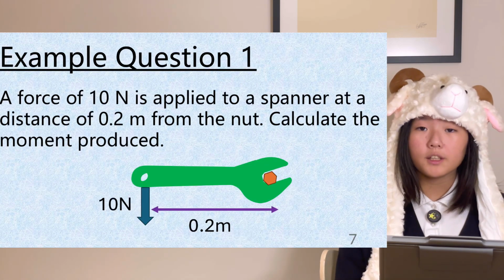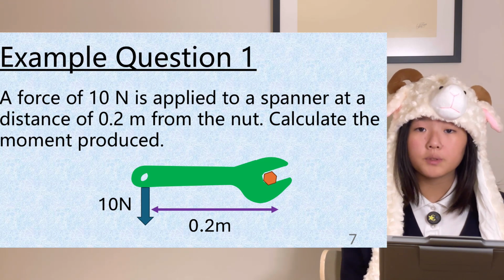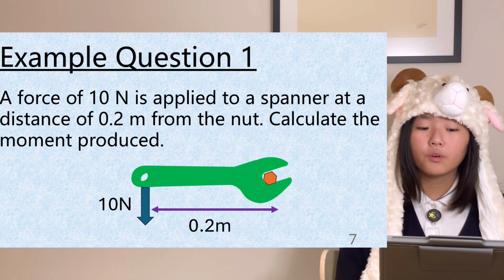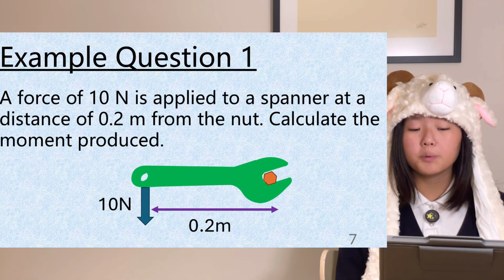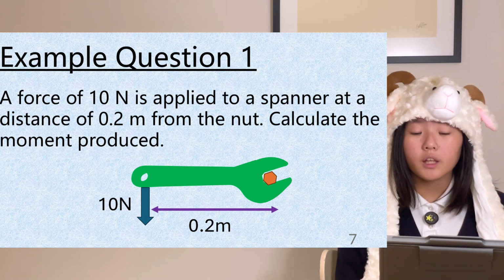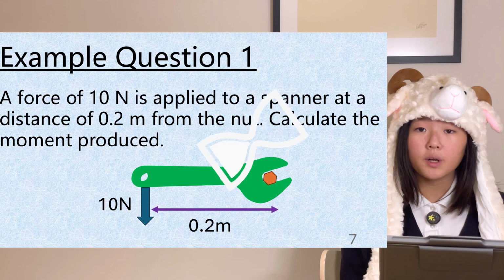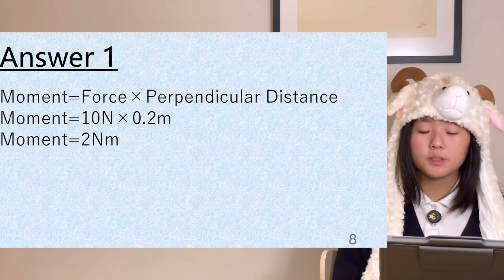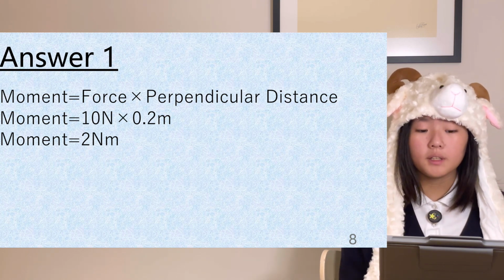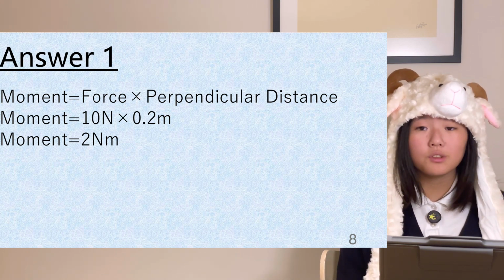Now, I'll give you a few questions to see if you understood what I was talking about. Number 1, a force of 10 newtons is applied to a spanner at the distance of 0.2 meters from the nut. Calculate the moment produced. The answer is 10 newtons times 0.2 meters. So the moment is 2 Newton meters.